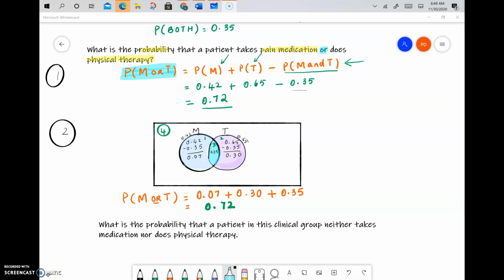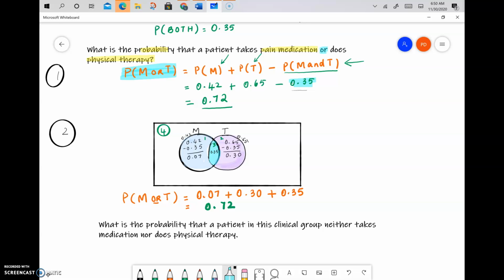So we're looking at the same problem with a clinical group that suffers from knee pain, and 42% of the patients in the clinical group take pain medication, 65% do physical therapy, and 35% do both pain medication and physical therapy.